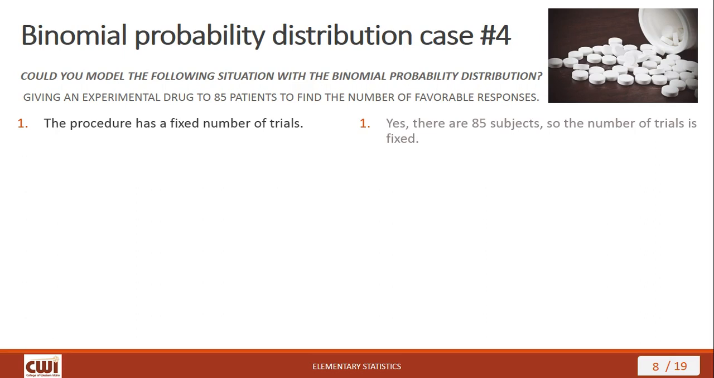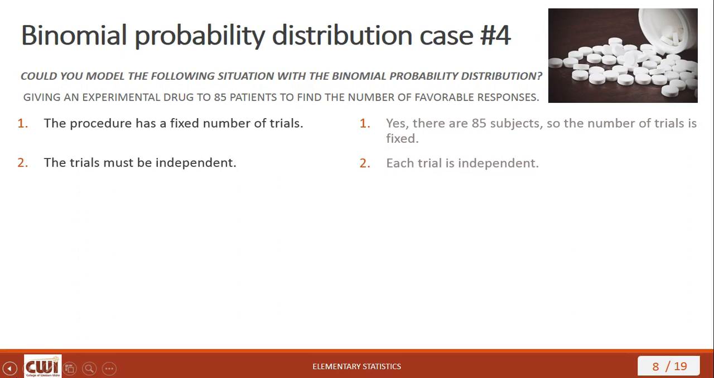What's the second requirement for the binomial probability distribution? The trials must be independent from each other. Well, is that what we have in this instance? Are the number of trials independent? Yes, each trial is independent. Whether or not one patient responds favorably or not to a particular drug is not going to be determined by the response of any of the other patients. So each trial is independent.